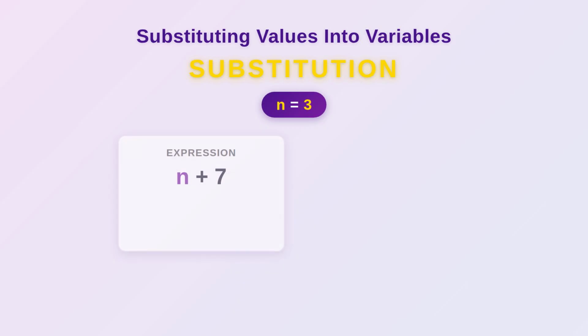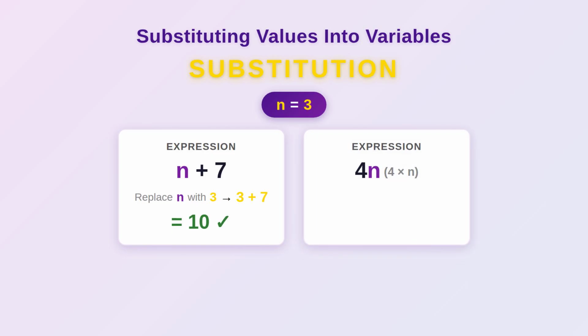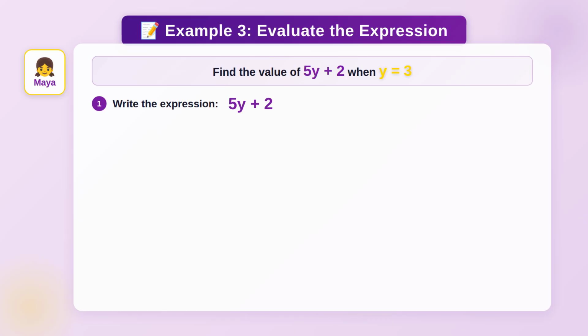Here's a skill that's going to save you so many times: substitution. That's just a fancy word for plugging a number in for the variable. Say we know n equals 3. We can evaluate any expression. Take n plus 7. We replace n with 3, giving us 3 plus 7, which equals 10. Or try 4n. That means 4 times n. Replace n with 3, so we get 4 times 3, which equals 12. Substitution is like solving a puzzle. Swap the letter for its number and calculate. Easy.